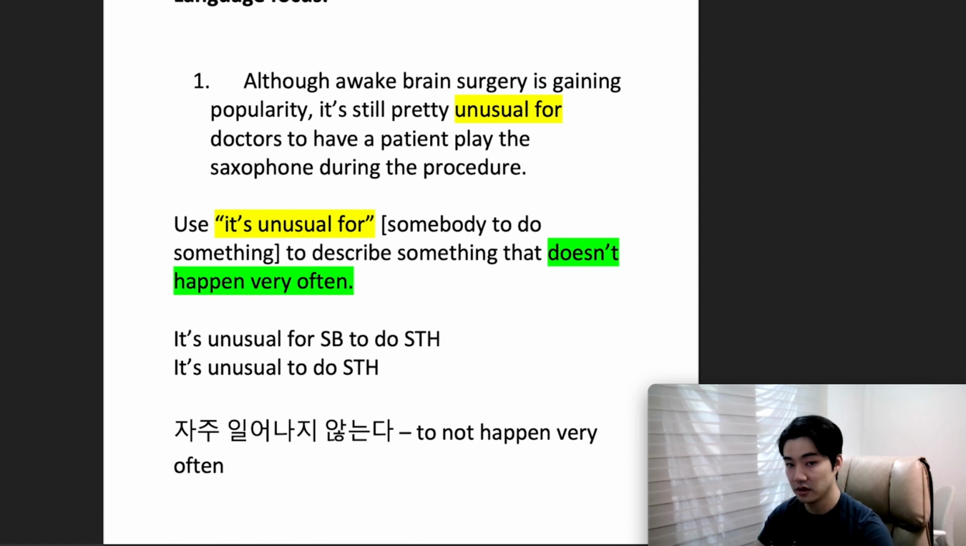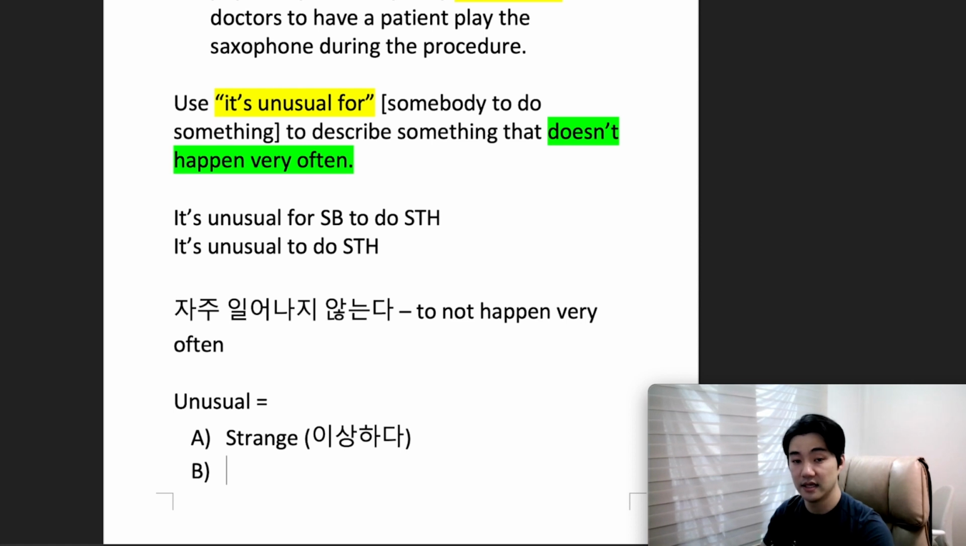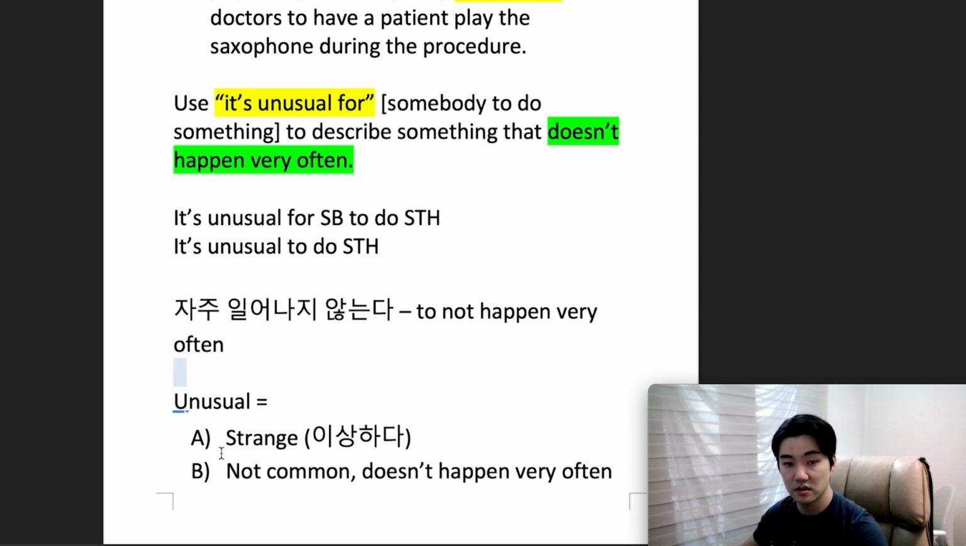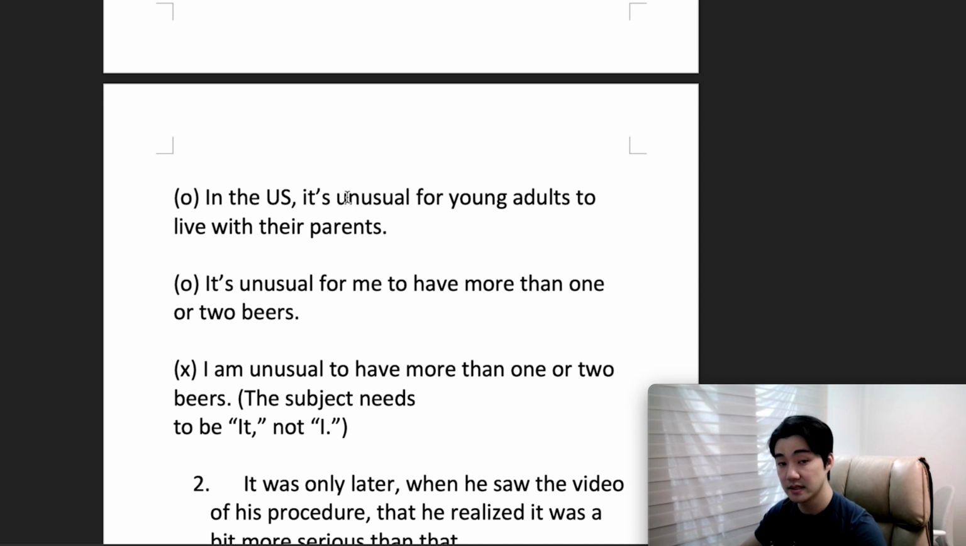So another word, let's look at this word, unusual. So in English, you might know it sometimes as strange, 이상하다. But in this situation, it means to be not common, or as we said, doesn't happen very often. So this is the B is what we're going to talk about today. So let's have a look at our example sentence.